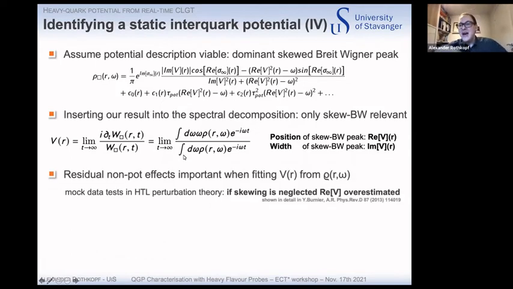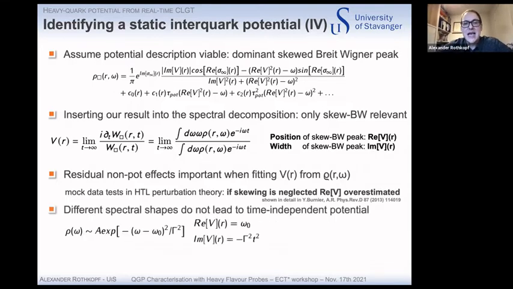Now, if you have, say from a real-time lattice simulation, computed a spectral function, and you want to extract the potential, you have to fit it. And what we've shown in mock data tests, using hard-thermal loop perturbation theory, is that if you neglect the skewing, it might seem like a small effect, but it usually leads to an overestimation of the true value of the real part. So this skewing is really something subtle that you need to keep in mind when fitting your spectral functions to get the values of the potential.